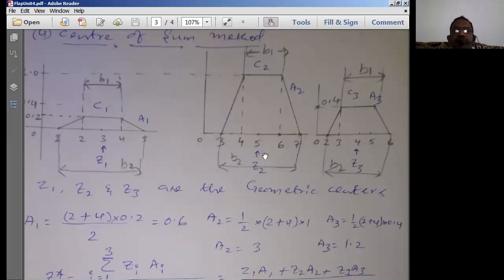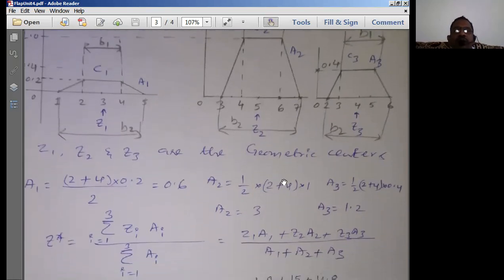Similarly, base B2 of the C2 function is equal to 7 minus 3, which is equal to 4. And B1 is going to be 6 minus 4, which is 2. Similar to this for C3 also. So base B2 of the C3 function is equal to what? 6 minus 2, which is 4. And B1 is going to be 5 minus 3, which is 2. So those are the functions we are going to have.